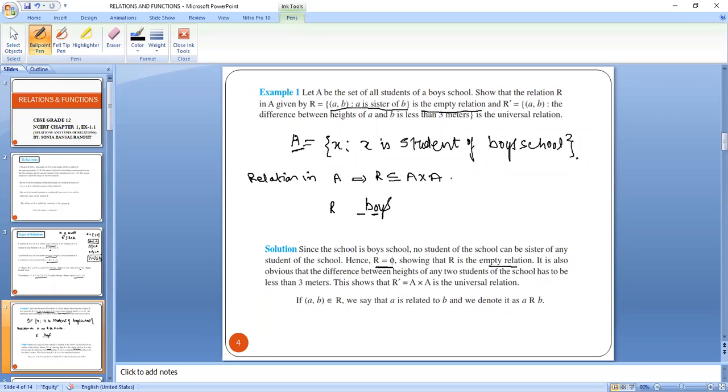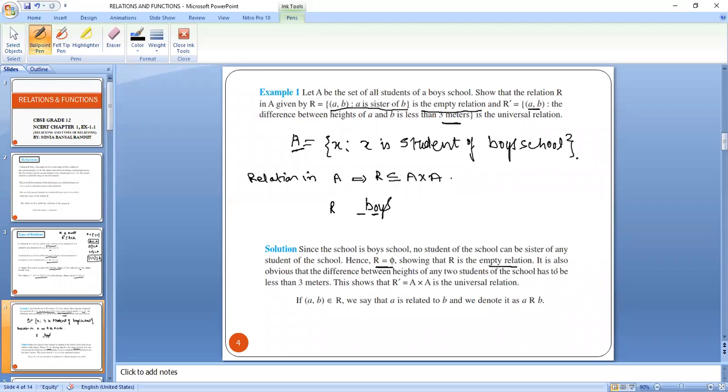Now second, R dash is the set of (A, B) where the difference between the heights of A and B is less than 3 meters, which is a universal relation. Difference between A and B means the difference between the heights of any two students. You are taking any two students of the school. 3 meters is a very large distance, right? So definitely if we take the difference of heights of the students, that will always be less than 3 meters. So we take all these students under consideration in this set.